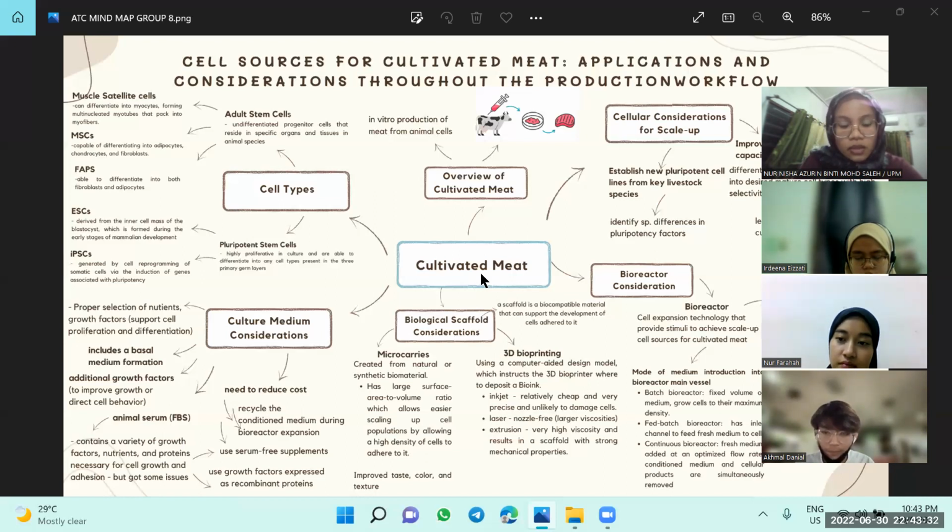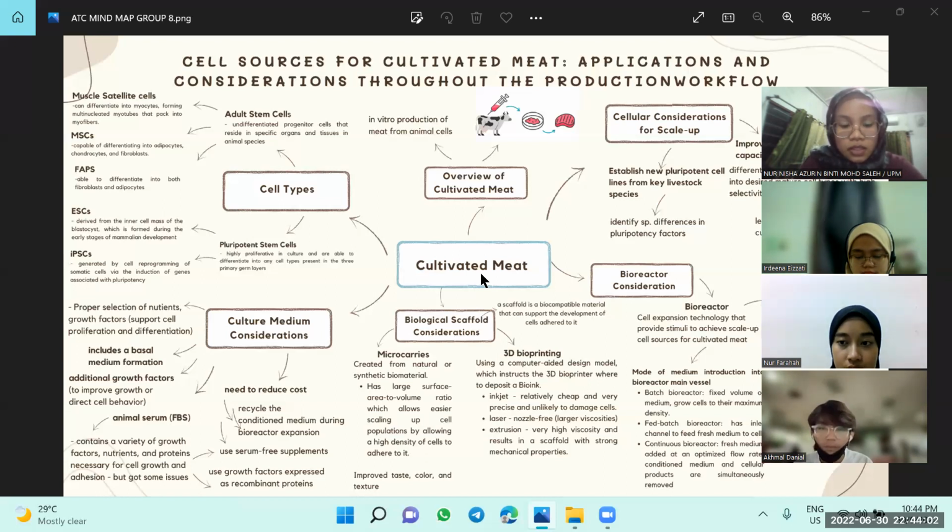One frequently employed scaffold type is microcarriers, which are micro-scale spherical beads that can be created from natural or synthetic biomaterials. They have a very large surface area to volume ratio that aids in scaling up the cell numbers, as it enables a large density of cells to adhere to the microcarrier. It also improves taste, color, and texture.